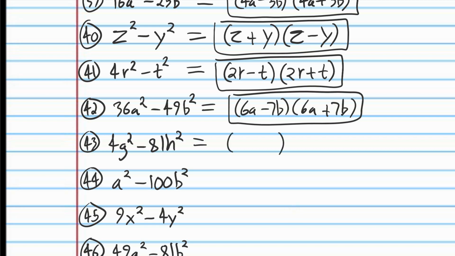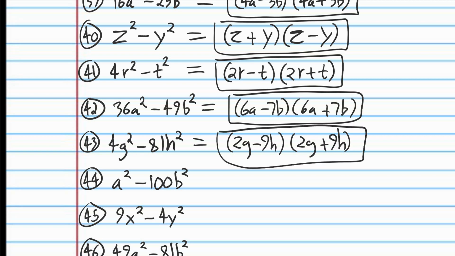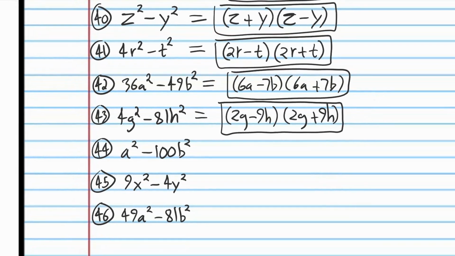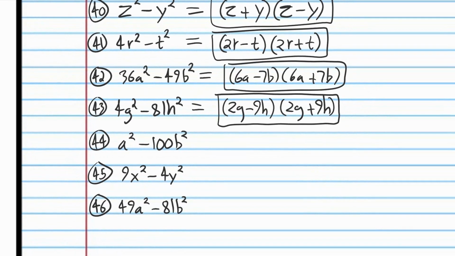All right, we're back. So 2g and 2g, and negative 9h and positive 9h. So if you got that answer, good job. As you can see, these are really not difficult once you get the hang of it. That was a ridiculous looking rectangle there. You don't want to be too sloppy with your rectangles. So try number 44, and when you come back, we'll do it together.